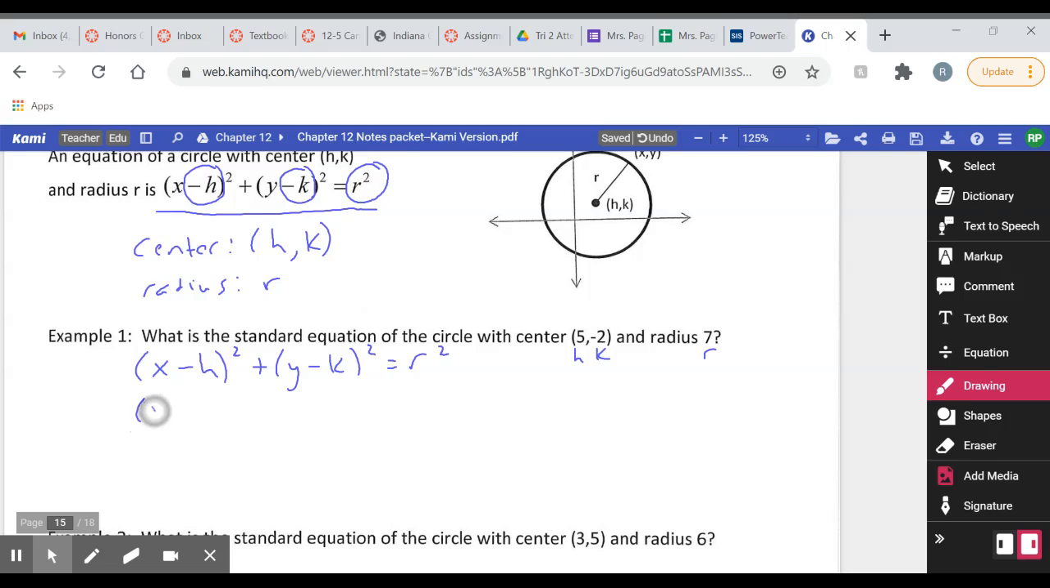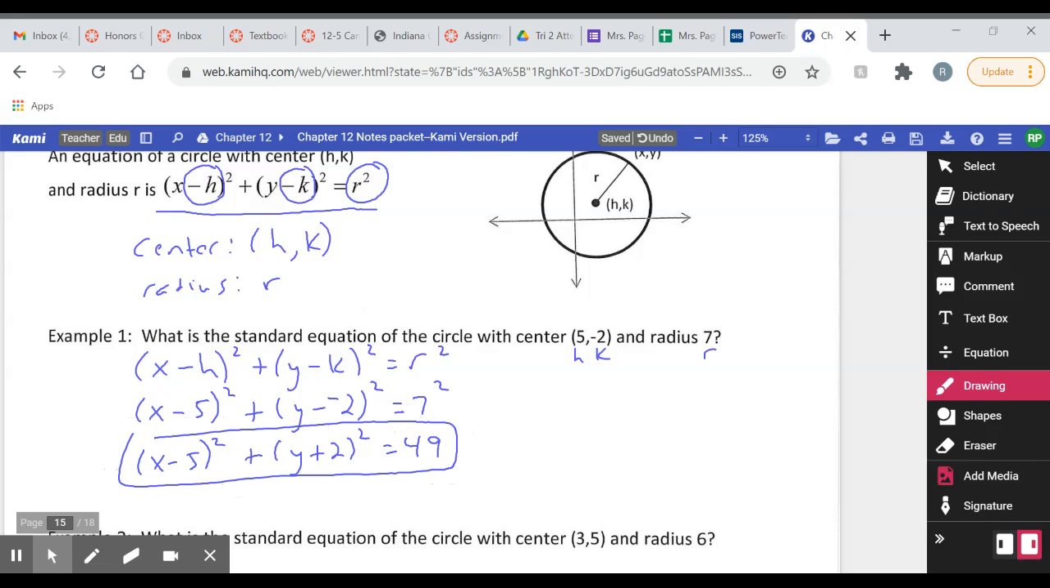So I say x minus is part of the equation, and now I'm plugging h in, which is 5, squaring that, plus y minus is part of the equation, and the k is -2 that I'm plugging in, and squaring that, and then my radius is 7, so I need to square that. So then I generally do that line, and then I clean it up if I need to. (x - 5)² plus y, now the minus minus I know is a plus, and 7 squared I know is 49. So I'm just getting that cleaned up to write in my final answer.